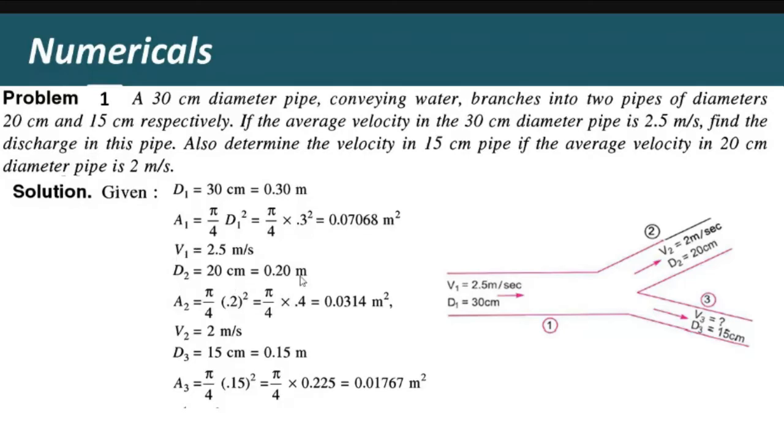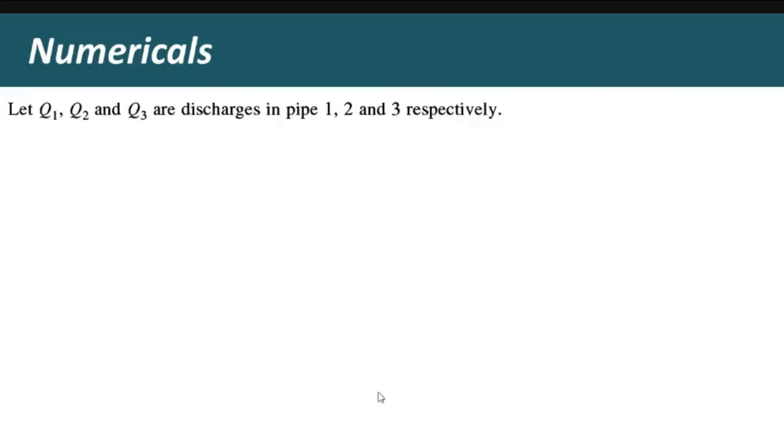Okay. D2 is 20 centimeters. So A2 is pi by 4 D2 square, so it is 0.0314 meter square. V2 is also given, 2 meter per second. Then D3 is 0.15 meter. So A3 is pi by 4 D3 square, so pi by 4 into 0.15 square, which is 0.01767 meter square. Okay. Now we are supposed to calculate the discharge in pipe 1 and the velocity in pipe 3.